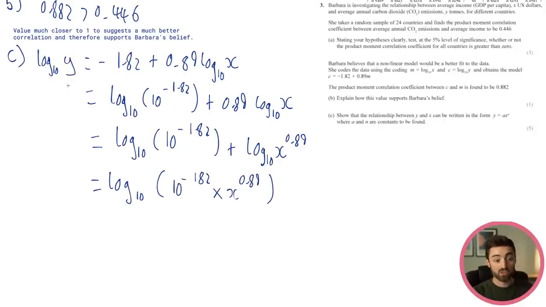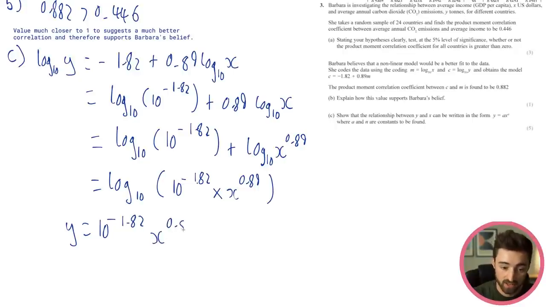Look at this. Log of y equals log of all of this stuff. Well, the only way that can be true is if y is just equal to this. So 10 to the minus 1.82, and then times x to the 0.89.